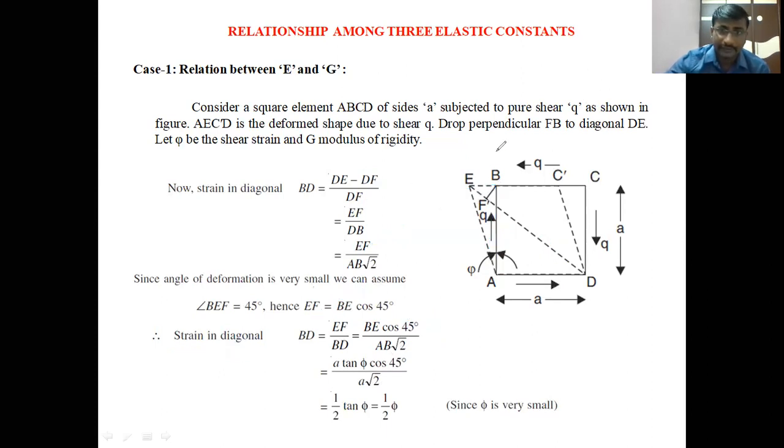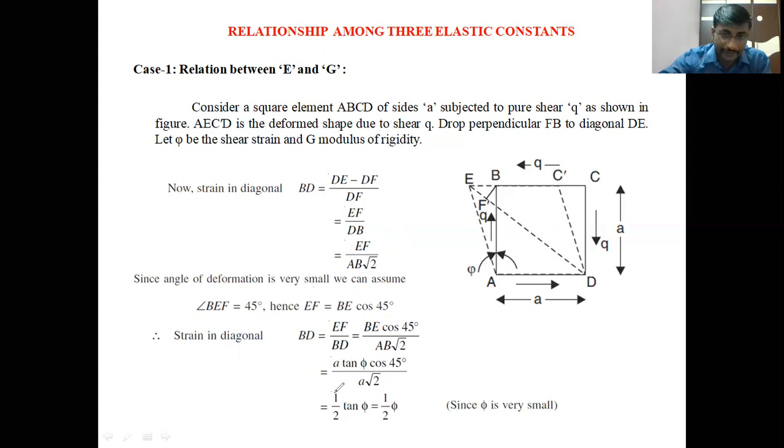Dear students, a simple explanation here. All of the mathematical equations: strain in the diagonal, we are finding the strain in the diagonal here. Strain in the diagonal is the change in length of the diagonal divided by the original length of the diagonal. Change in length of the diagonal finally becomes A tan phi cos 45 divided by the initial length of the diagonal, A root 2. Clear? So here cos 45, here cos 45 again 1 by root 2, 1 by root 2, root 2 into root 2, 2.